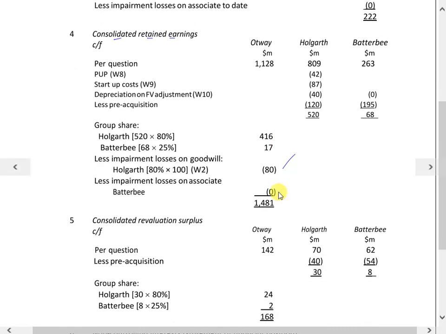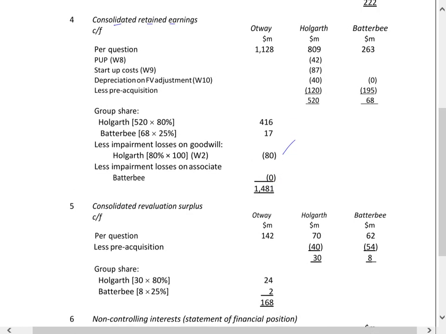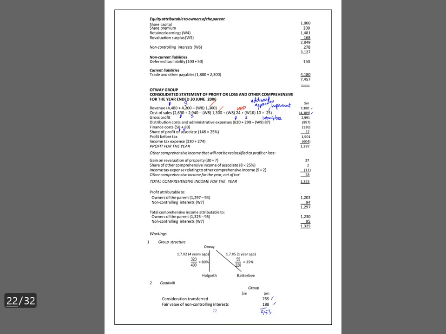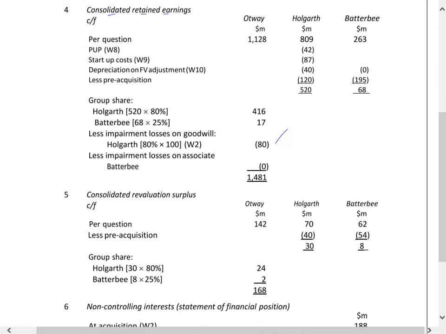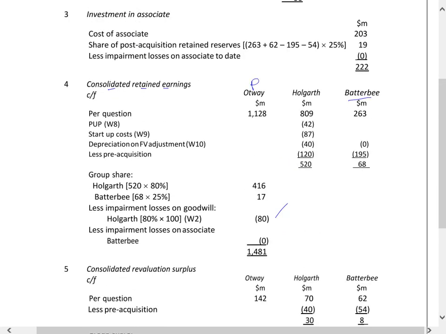Where's my share of associate profit? Here. 37. We look at that later. Better be retained earning. 60% to retained earning. Group, parent, subsidy.